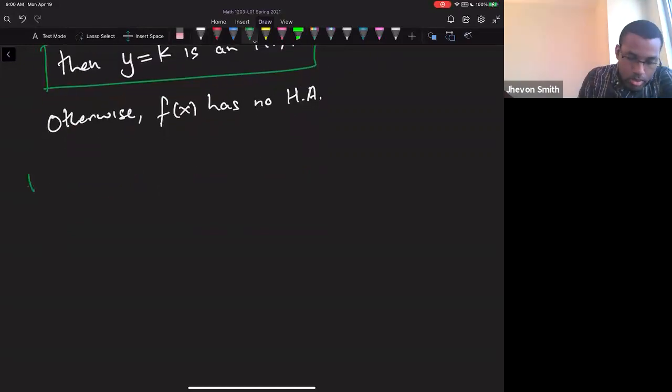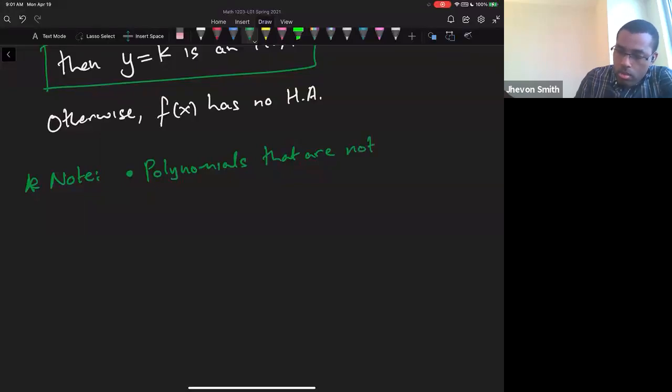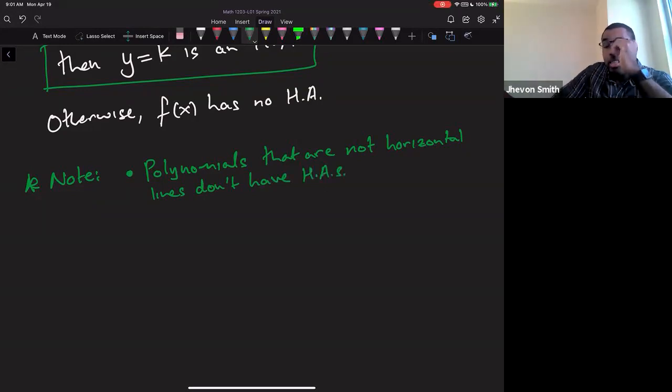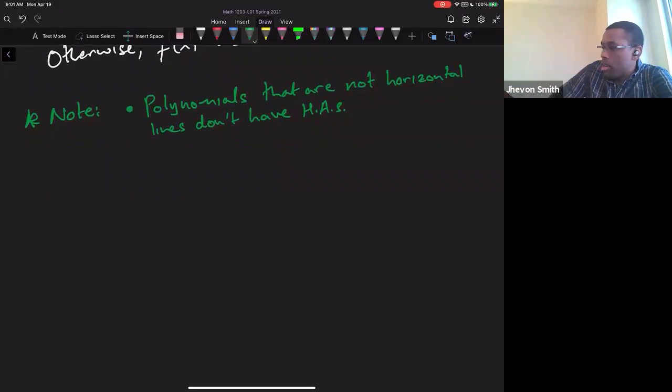Some pro tips. Note: polynomials that are not horizontal lines don't have HAs. Unless it's a horizontal line itself, a polynomial is not going to have a horizontal asymptote. It just won't. Think of a non-horizontal line and take the limit as you go off to infinity, then you're going to get either plus or minus infinity. If you take something like x squared or some other variable, it's going to curve and it's not going to go off to a horizontal.